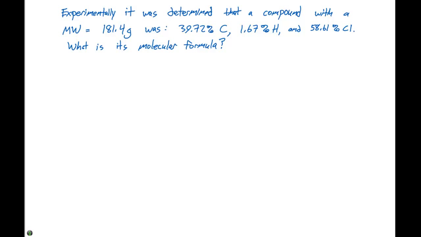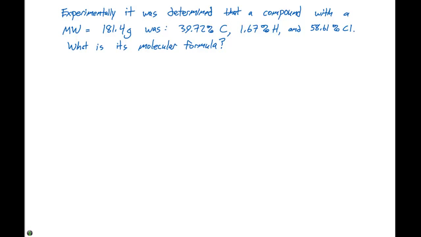The following example is going to show us how to calculate a molecular formula. So first we're going to have to determine an empirical formula from the information given, then use our factor to determine what the molecular formula is. In this problem, experimentally, it was determined that a compound with a molecular weight equal to 181.4 grams was 39.72% carbon, 1.67% hydrogen, and 58.61% chlorine. What is its molecular formula?